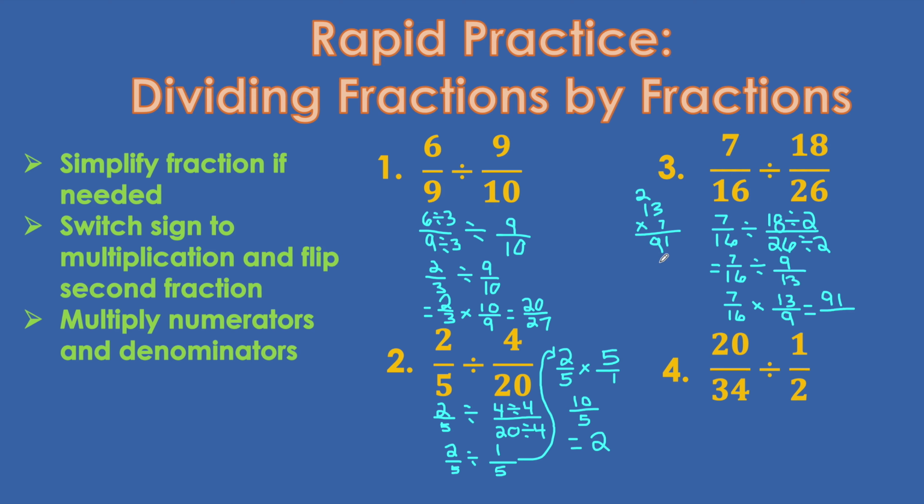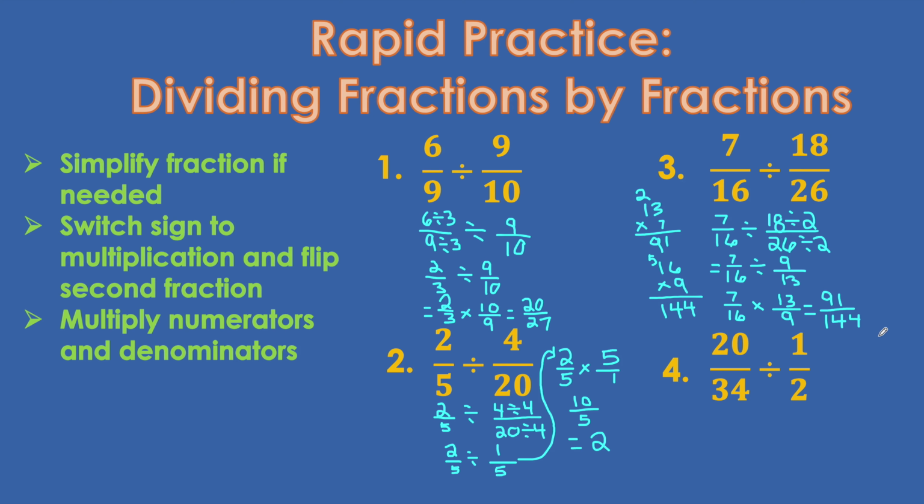Let's multiply denominators. 16 times 9. 6 times 9 is 54. Carry the 5. 1 times 9 is 9, plus 5 is 14. Our denominator is 144. So our final answer is 91 over 144.